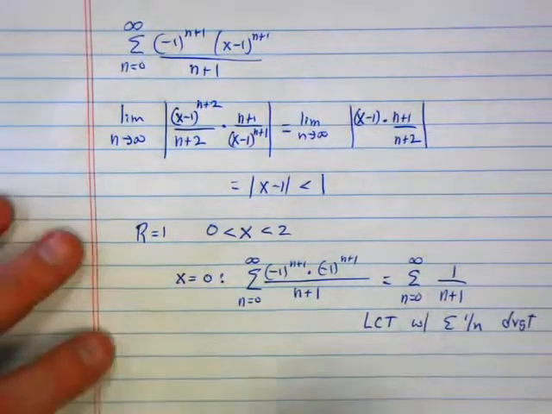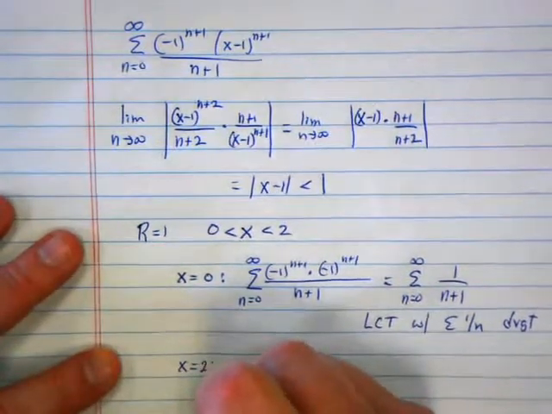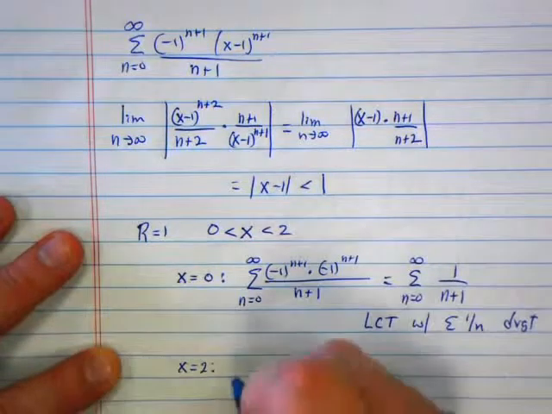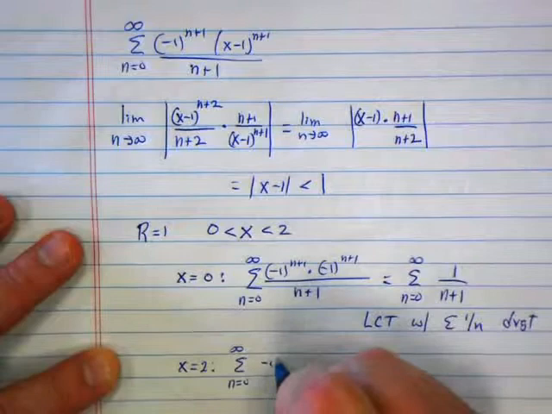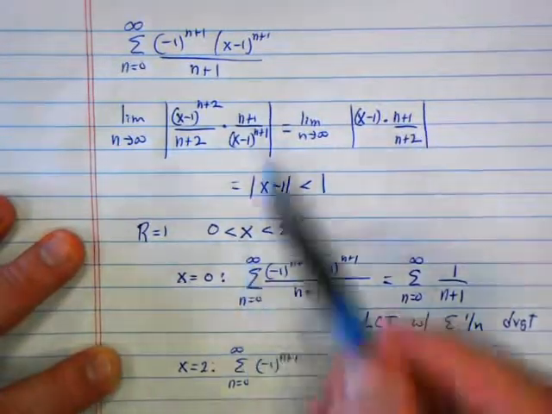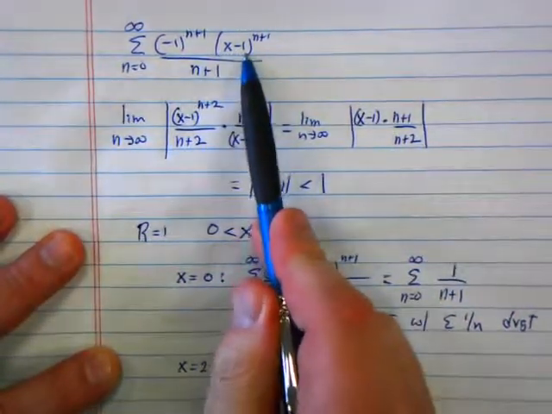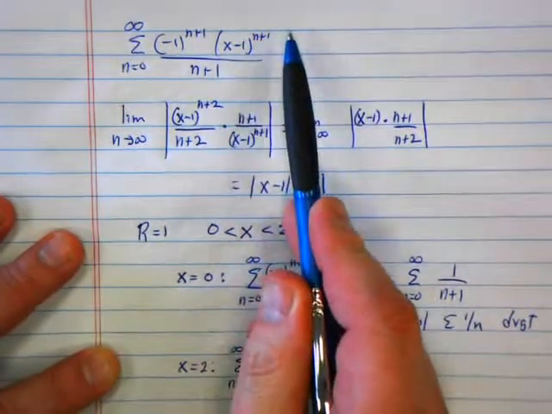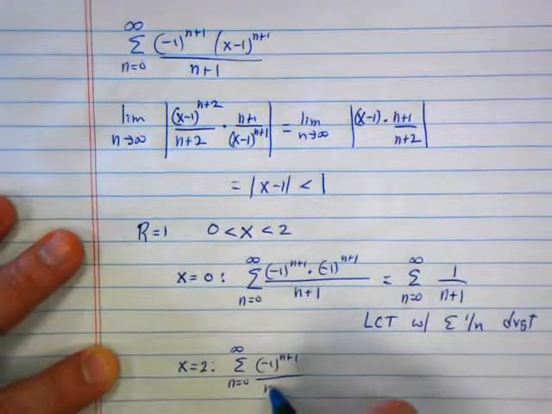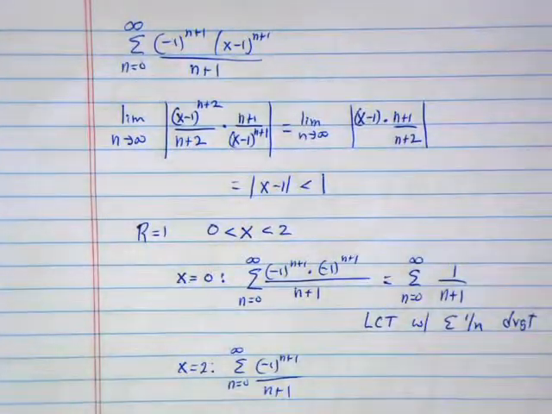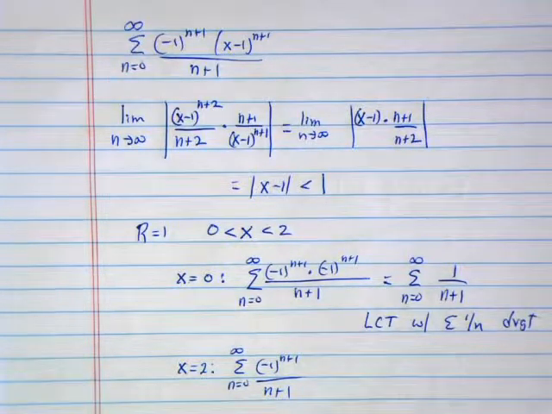Let's try x equals 2. With x equals 2, I'm going to have the sum from n equals 0 to infinity of minus 1 to the n plus 1. I plug 2 in up here. 2 minus 1 is 1. 1 to the n plus 1 is 1. So I really don't need to write that down, do I? Over n plus 1. Does that series converge or diverge? Converge. How come?